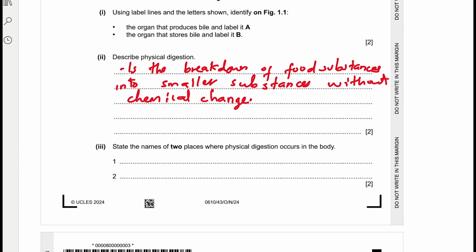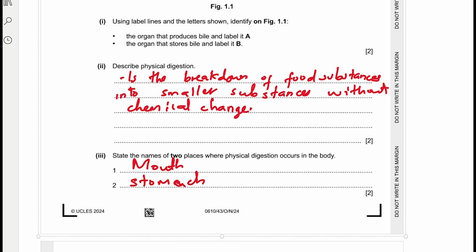Then the next question says, state the two places where physical digestion occurs in the body. So we have two places where physical digestion is taking place. First of all, it takes place in the mouth by the action of teeth, but also it takes place in the stomach or in the small intestine by the action of bile. So we have the mouth, we're going to name the mouth over here, but we also have the stomach. So these are places where physical digestion takes place. All right, so let's see the next question.